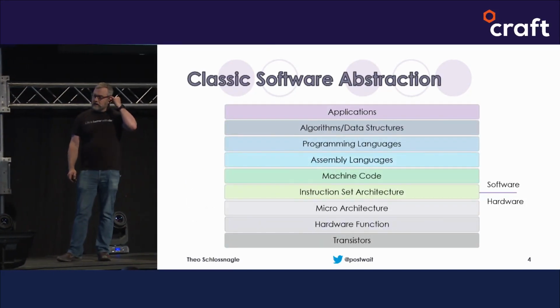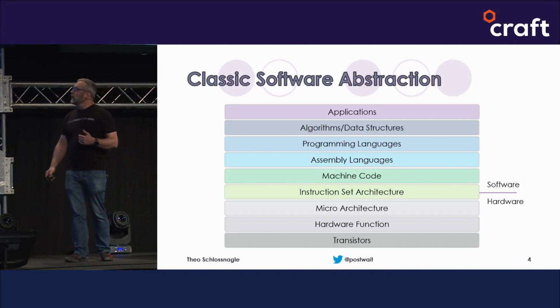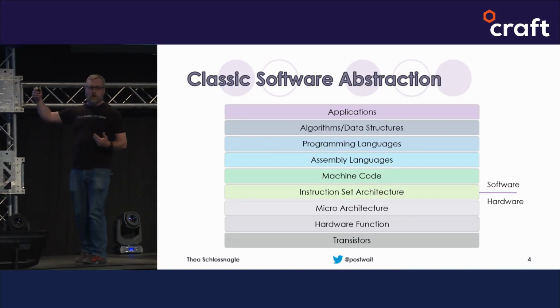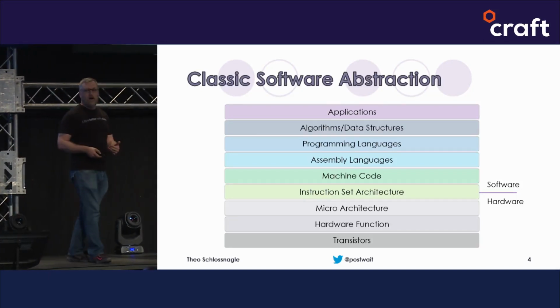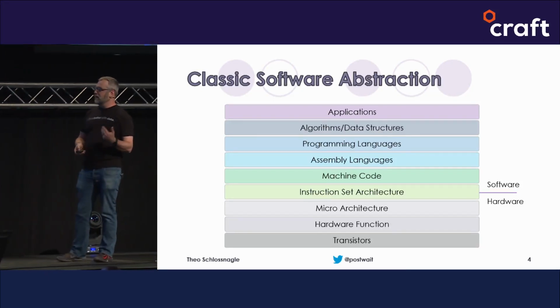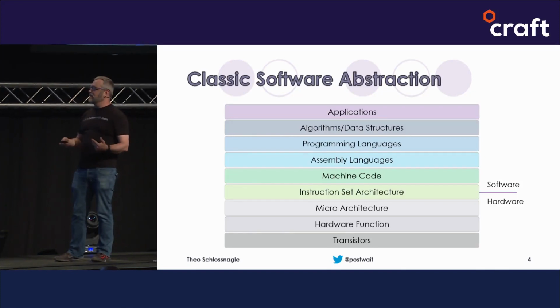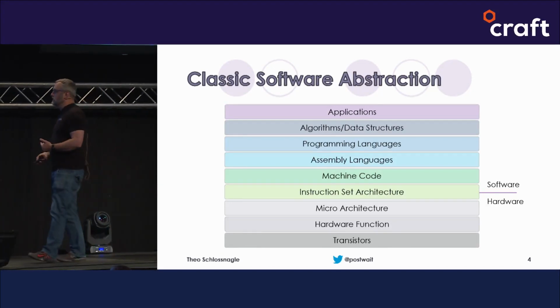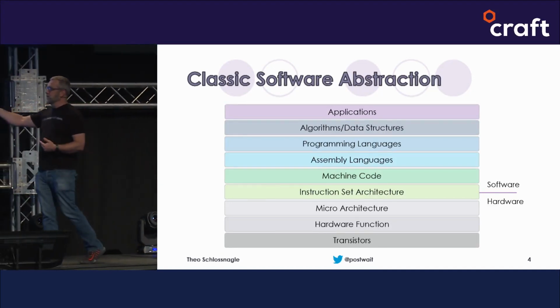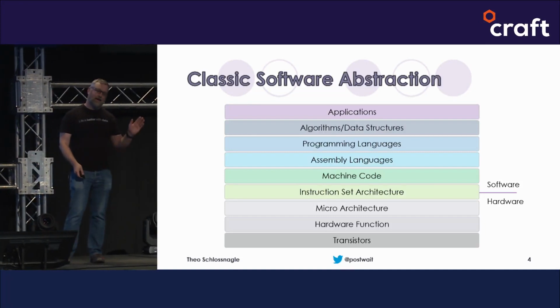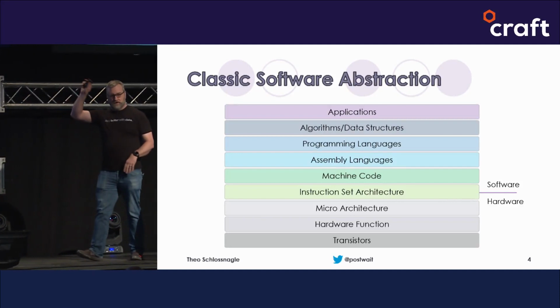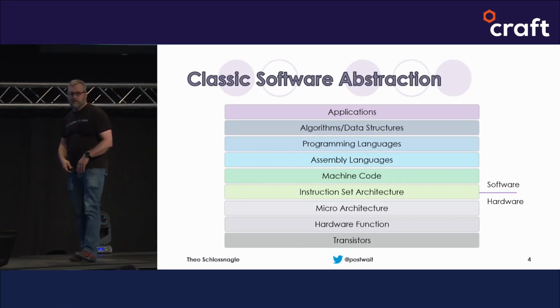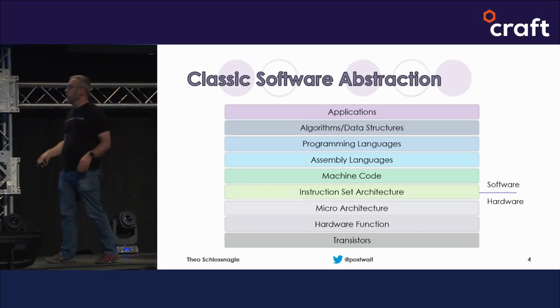If you look at a classic software abstraction, this is kind of what we're taught at university. When you talk about computer science, we take various classes depending on what you studied. I actually studied to be an electrical engineer. So you start with transistors, you do hardware function, you do microarchitecture, and everything else is not really a computer problem, right? It's just software people doing stuff that's not important on top of your silicon.